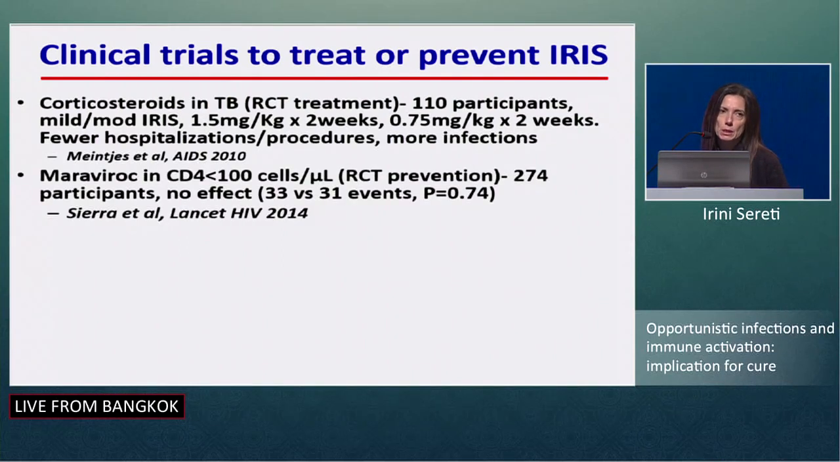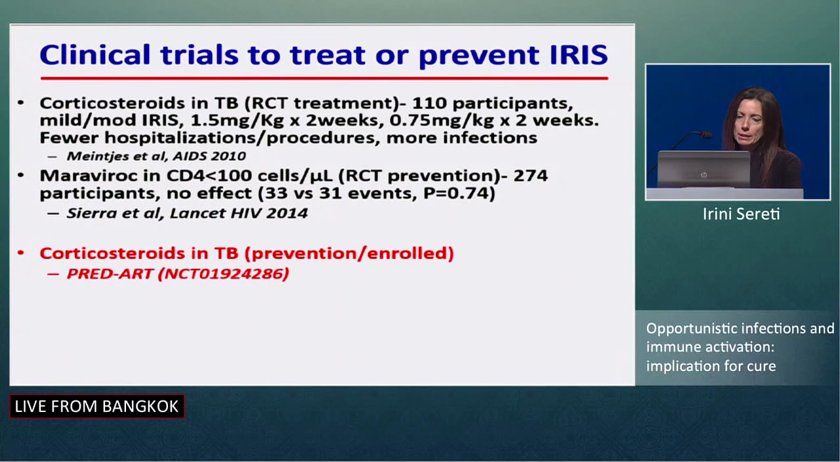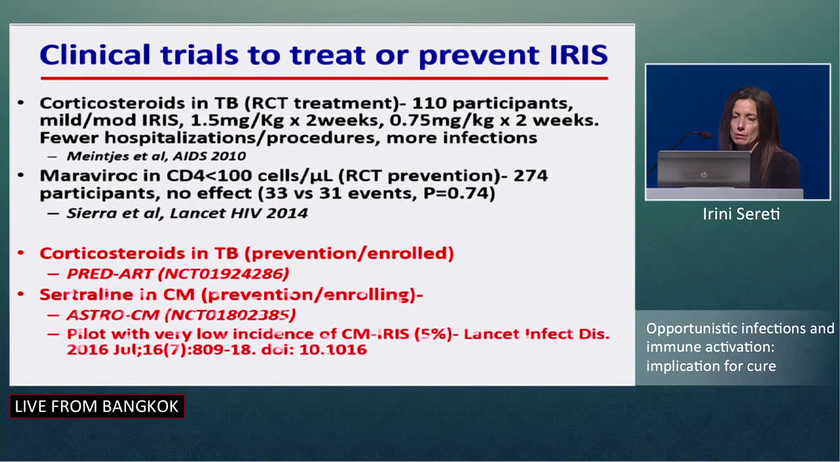Maraviroc was used without any specific infection, but just in patients with CD4 count less than 100 to prevent IRIS. The study enrolled 274 patients and showed absolutely no effect, no negative, no positive. It was really dead heat between the two treatment arms and did not reach statistical significance. Studies that are currently enrolling, there is a study with corticosteroids in TB for prevention that I think is fully enrolled, so maybe results will be available soon.